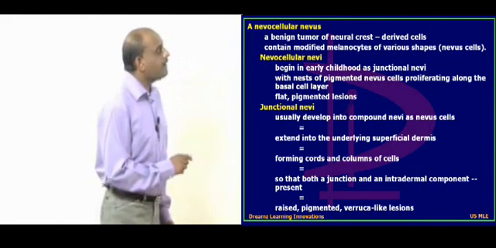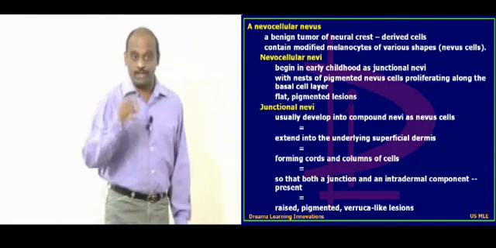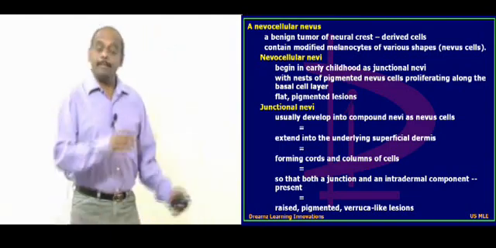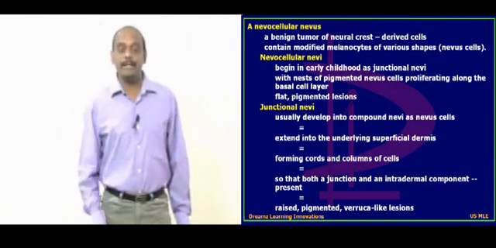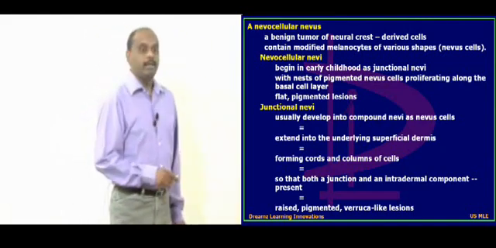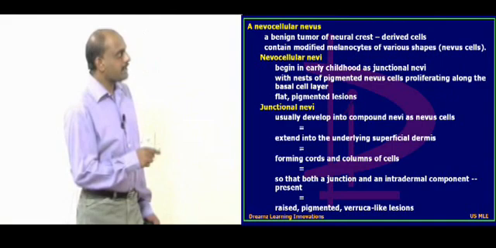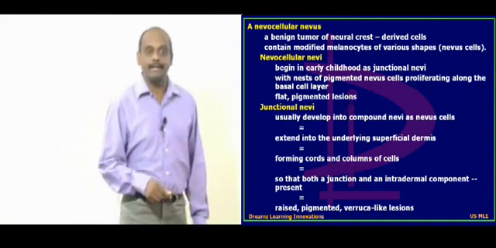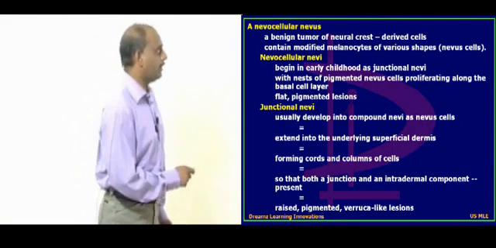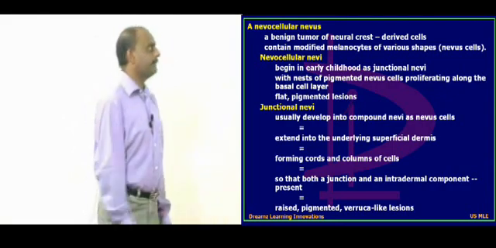Generally, the nevocellular nevi begin in early childhood as junctional nevi. What do you mean by that? There is an epidermal component and a dermal component, and it exists at the epidermodermal junction, so that is the junctional nevus. It contains a lot of pigmented nevus cells which will be proliferating in the basal cell layer. They will be flat and they will be pigmented. That is all the story about this nevocellular nevus.